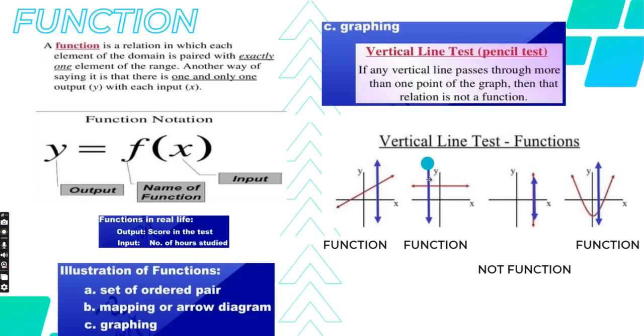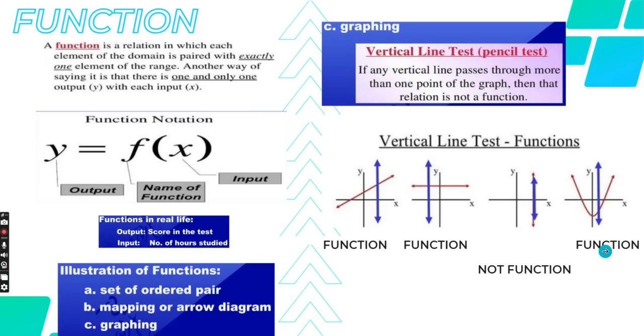Pero dito, tignan natin, ilang beses na intersect itong horizontal function, isang beses pa rin, kaya function pa rin siya. Pero dito, as you can see, nag-overlap na yung vertical line test natin sa graph ng function. So, ibig sabihin, lahat na intersect niya. So, not a function, it's clear.